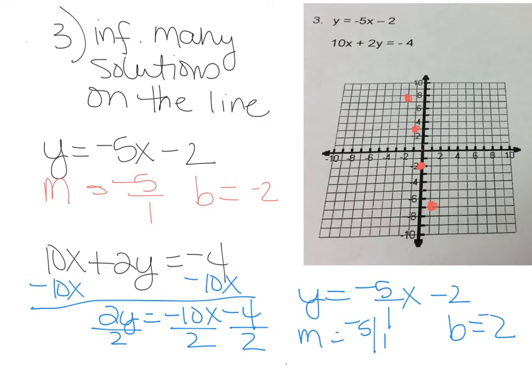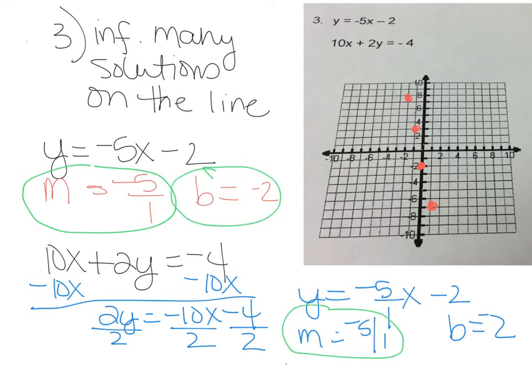Now, one thing I'm going to point out to you right here is, just notice really quickly before we graph this equation, notice how they both have a slope of negative 5 over 1, and they both have a y-intercept of negative 2. So that means something must be special about this problem.